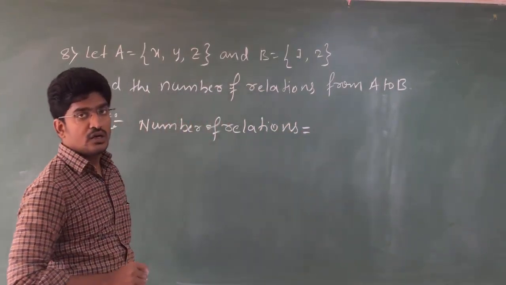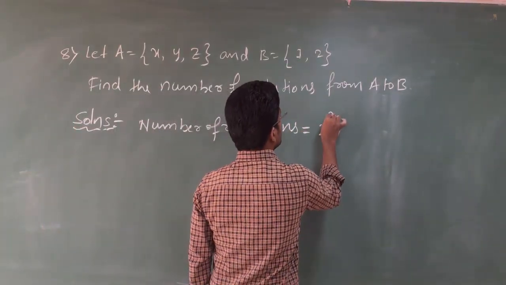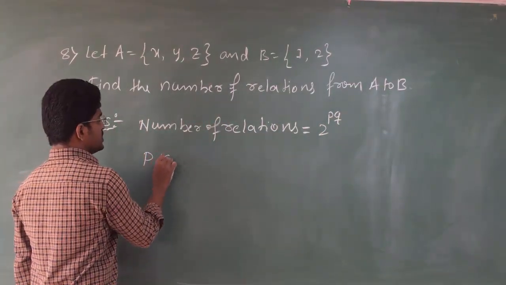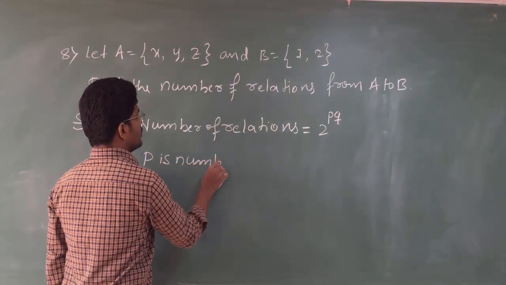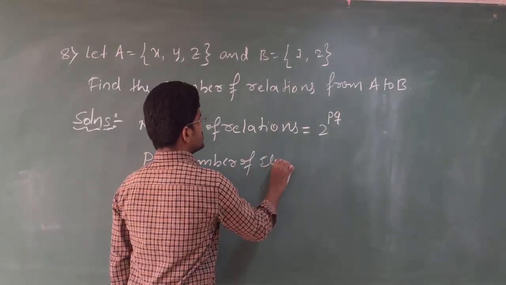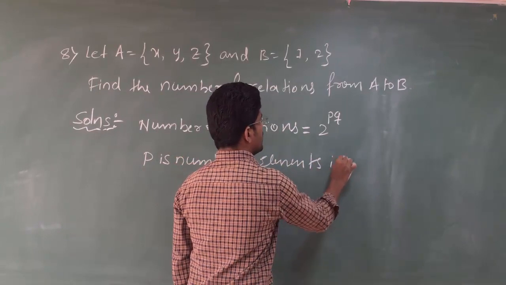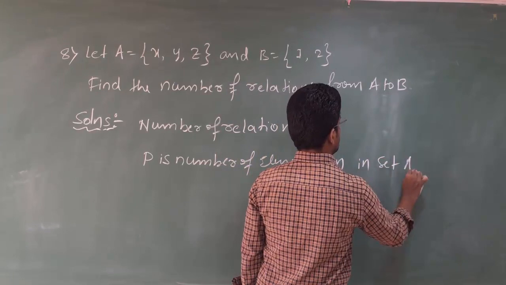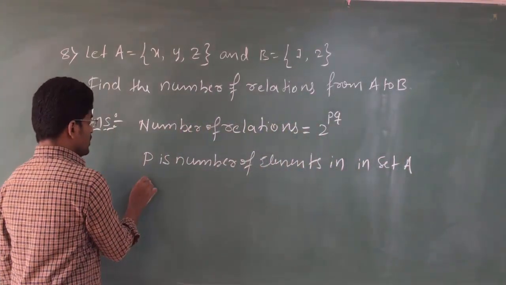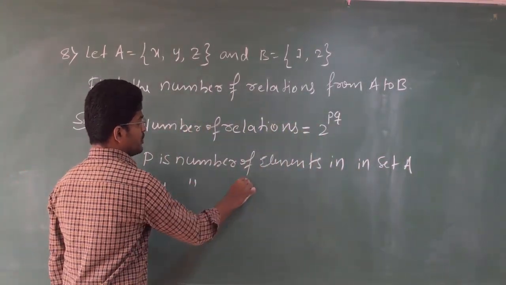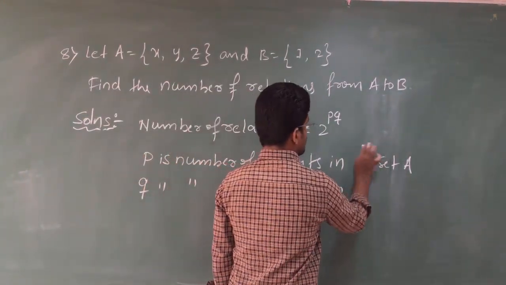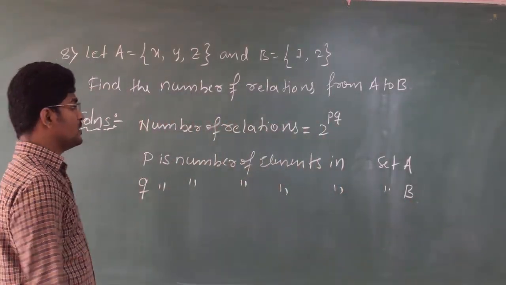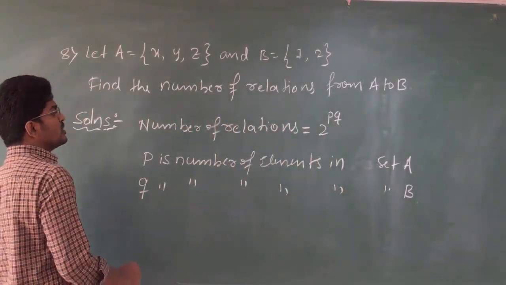number of relations equals 2 to the power of PQ. What is 2 to the power of PQ? P is the number of elements in set A. Q is the number of elements in set B. Okay. So if I use this formula, what are you going to get?